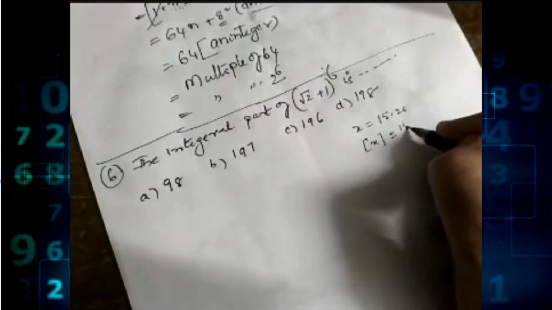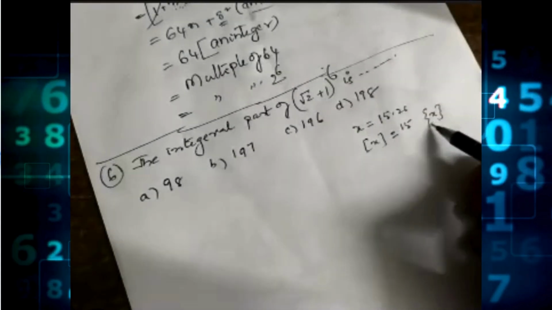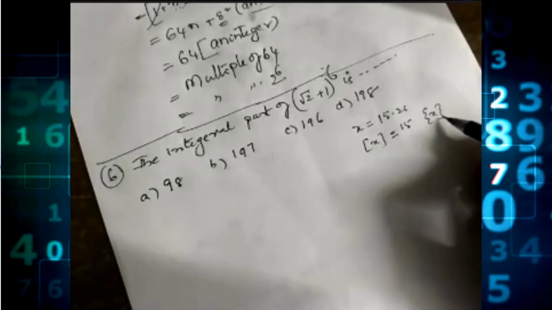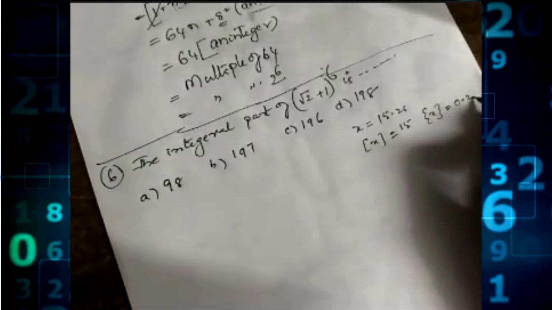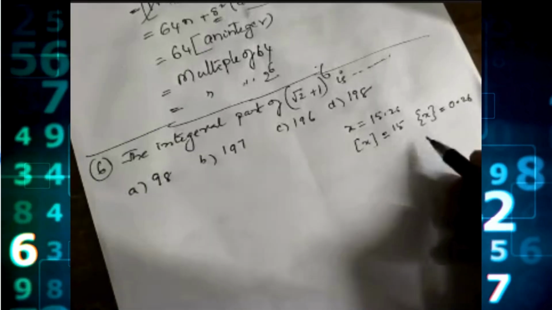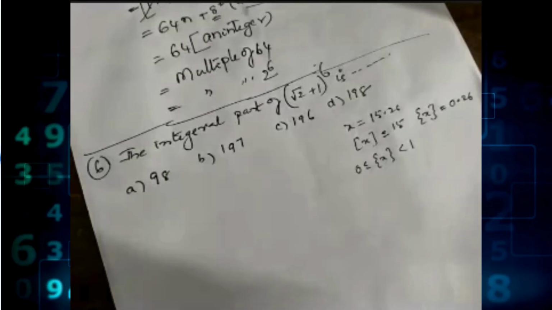By the by, what is the fractional part of x? If you use flower brackets like this, it is to be read as fractional part of x. And of course, it is clearly 0.26, right? Yes. One thing you have to note: fractional part of x is always between 0 and 1. Correct or not? Yes, sir. By name itself, its life is between 0 and 1. Otherwise, it cannot be called a fraction, you know.